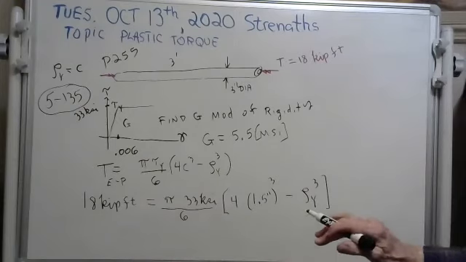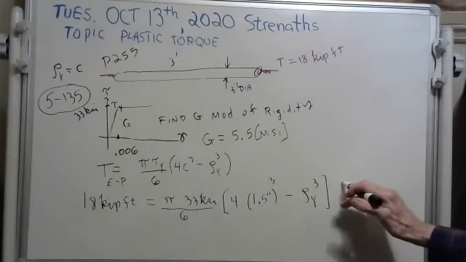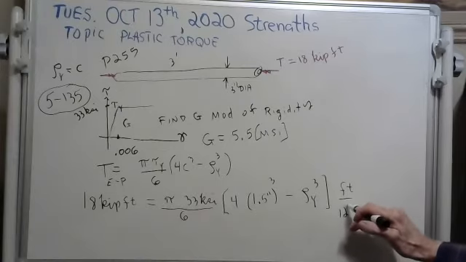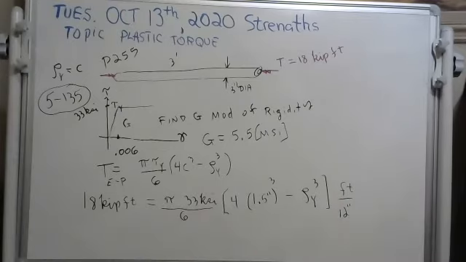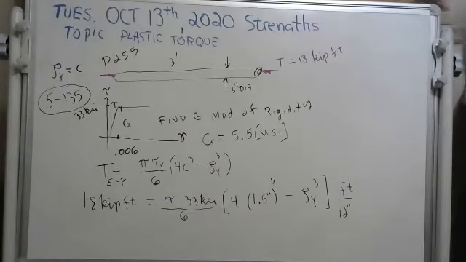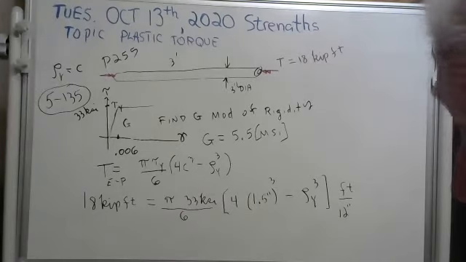But what you can do is if you multiply this side by a foot and you divide it by 12 inches, then you have kip feet on both sides. Now, if you're smart enough to have figured that out, you're a better man than I am. But you've got to pay attention to units.